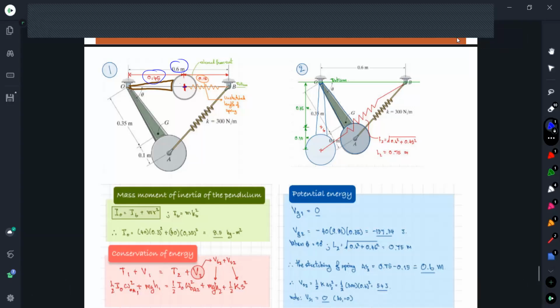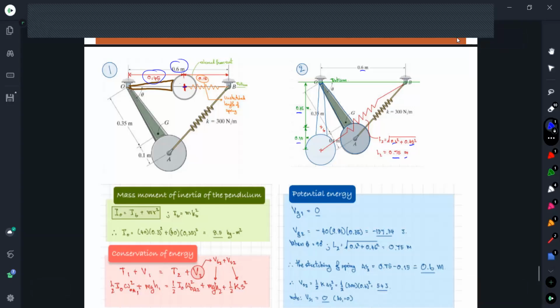And at the final position, when theta is 90 degrees, what happens to the deformed length of the spring? It should be 0.35 plus 0.1, so overall 0.45, and the other side is 0.6. So the total length should be the square root of 0.6 squared plus 0.45 squared, and we obtain the deformed length of the spring at the final position as 0.75 meter.